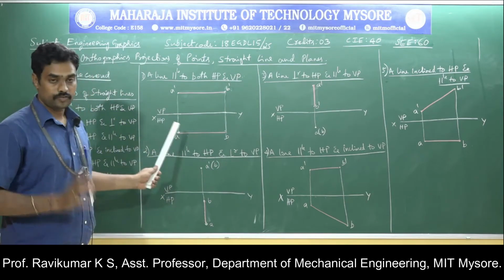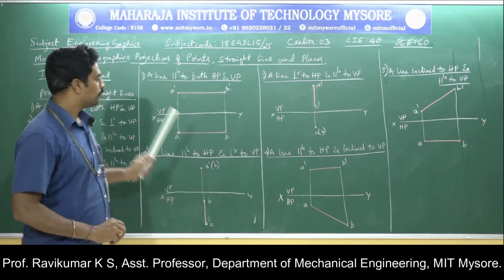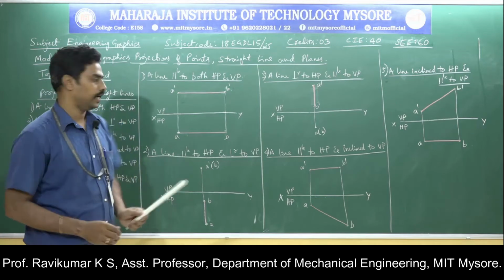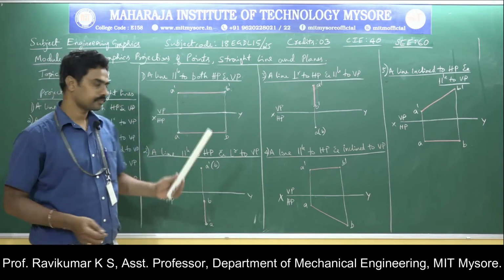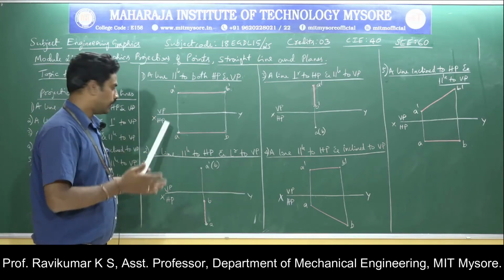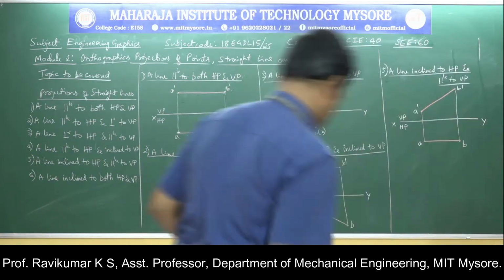In the case of points, there is no need to write VP and HP because you will be dealing with all the 4 quadrants. But in the case of straight lines, since you are dealing with only the first quadrant, VP comes above the XY line and HP comes below the XY line, something like this.